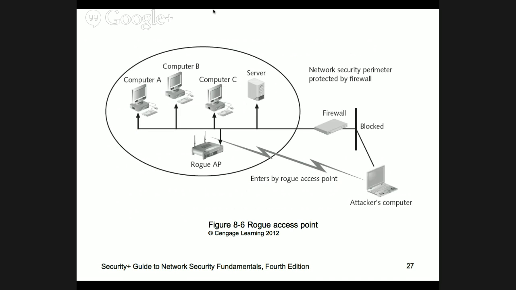So here is an example of a rogue access point set up on a network. And notice how easy it is. You've got your normal network here, your firewall, your server, and your computers connected to your server behind the firewall. And notice the rogue access point plugged right into the existing network, behind the protection of the firewall. And voila, the attacker's computer tries to get into the real firewall through the proper channels, is blocked, but can now access through the access point.